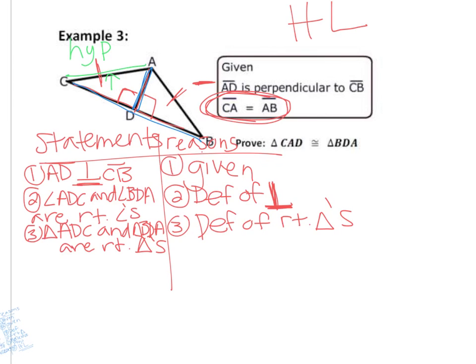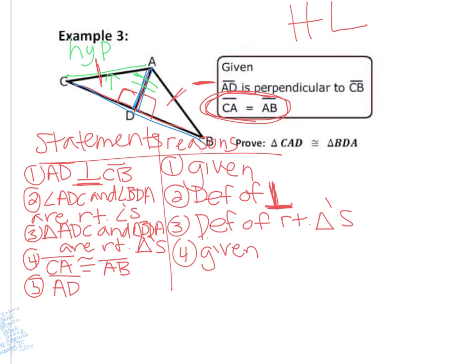Alright, we haven't included that given CA is congruent to AB, given. And then what else have we not included in our proof? It looks like there is a reflexive side. So I can say, okay, AD is congruent. That side is congruent to itself. It's in both triangles. And the reason why is the reflexive property.